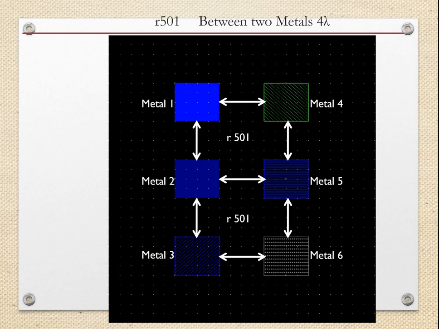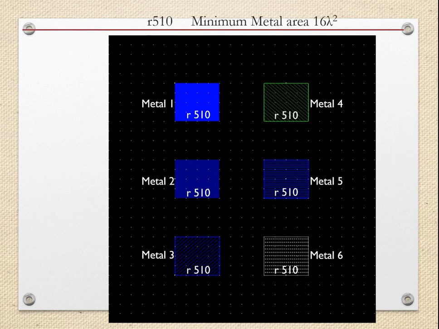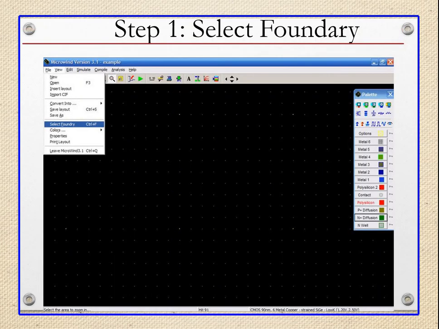Then rule 501, between two metals the width should be at least 4 lambda. Between the metal area, minimum metal area should be 16 lambda square. And now we'll go for the actual preparation of layout.